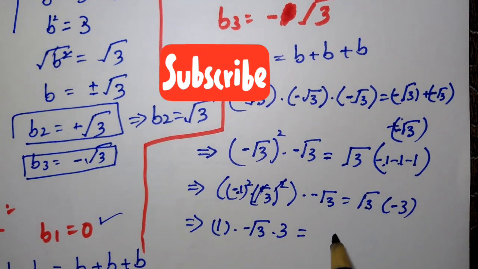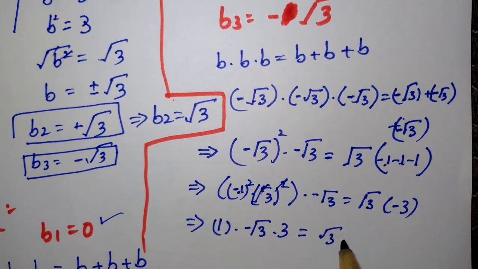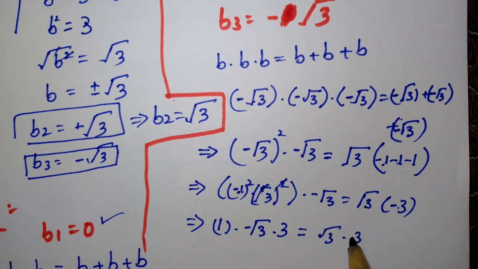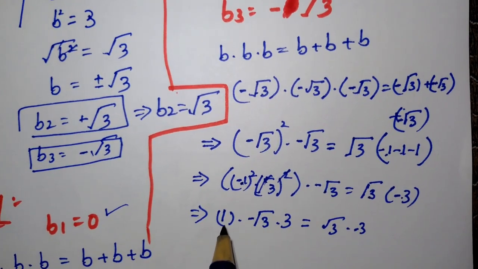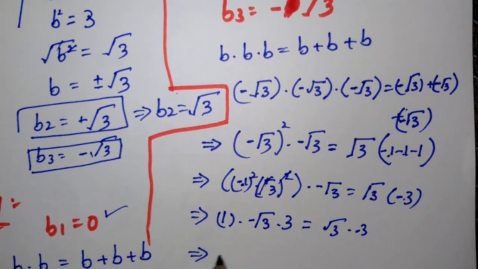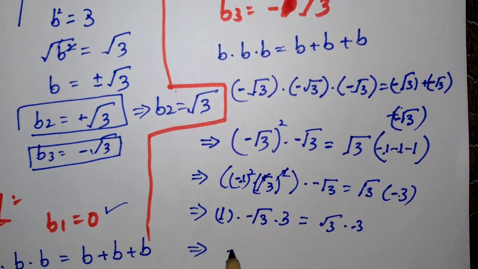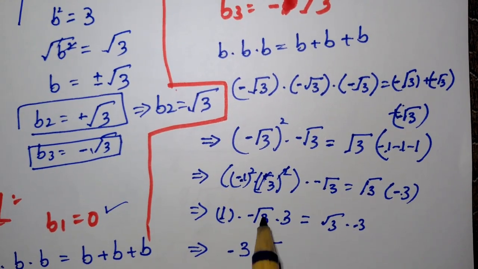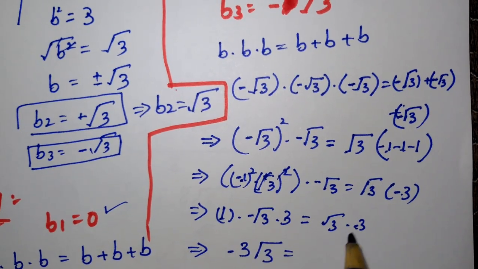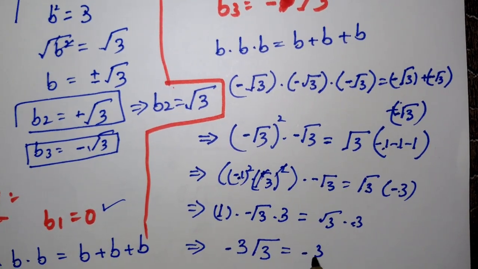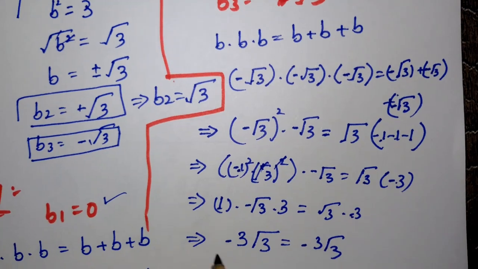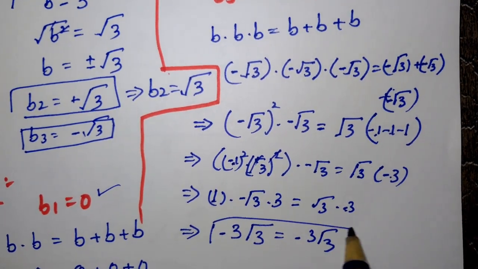square root of 3 times minus 3. Here this will become 3 multiplied by 1 multiplied by minus, which is minus square root of 3 times 3, equal to minus 3 square root of 3, and this is also verified.